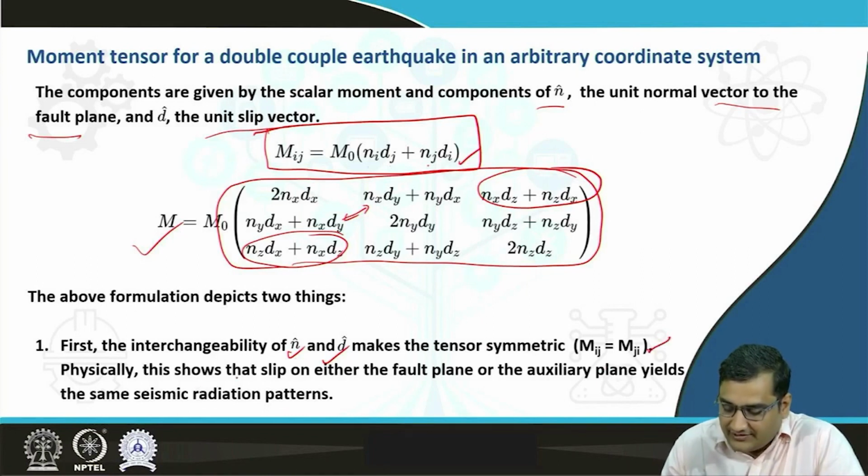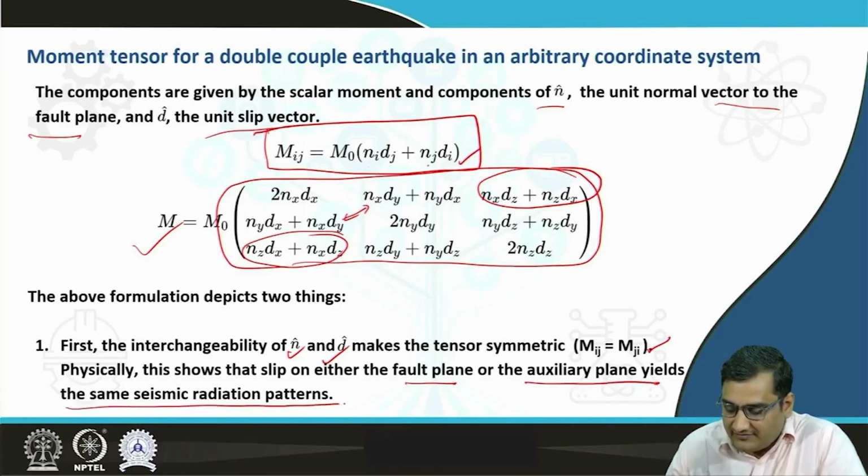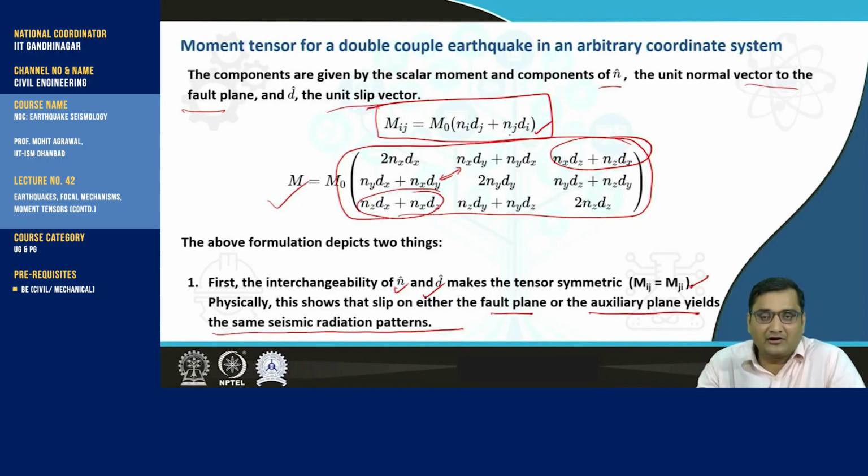Physically, this shows that slip on either the fault plane or the auxiliary plane yields the same seismic radiation pattern. Because, as I was saying about the ambiguity, whether the slip is happening on the fault plane or the auxiliary plane, it will produce the same radiation pattern from the fault.